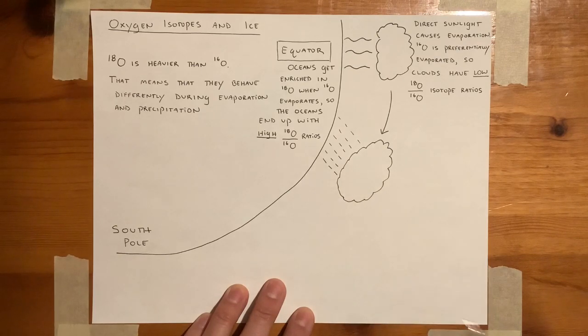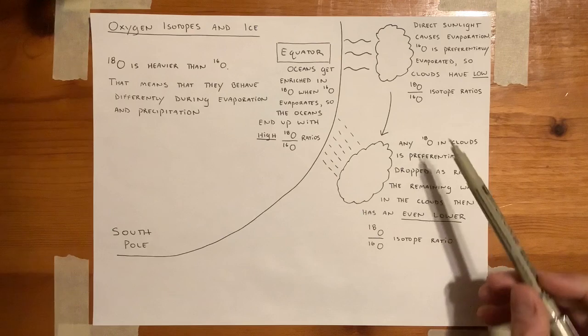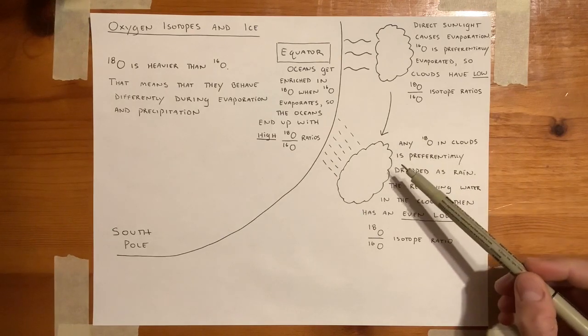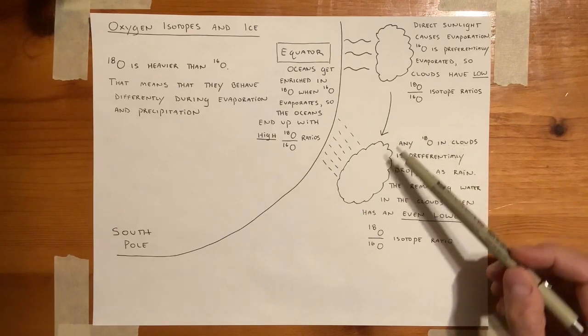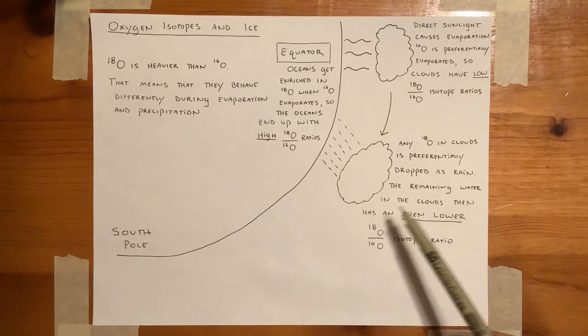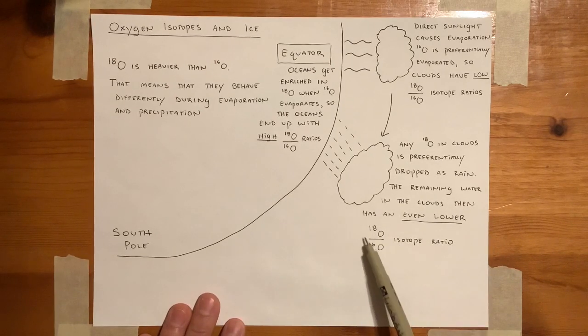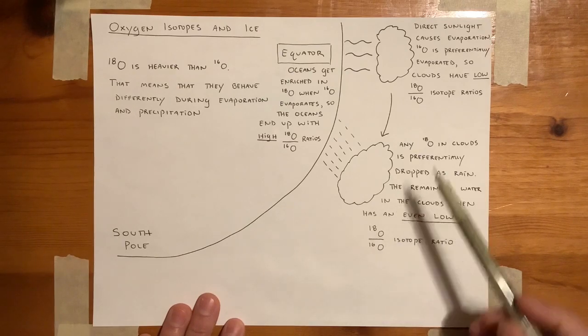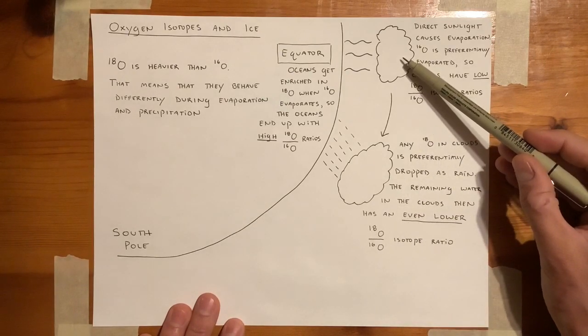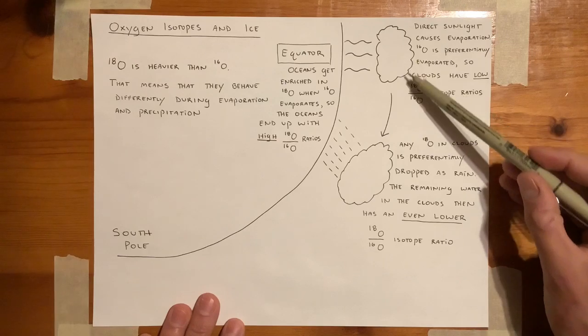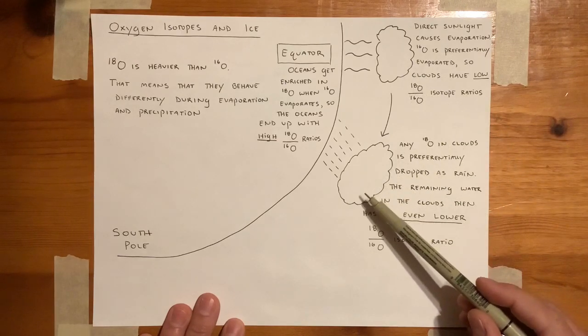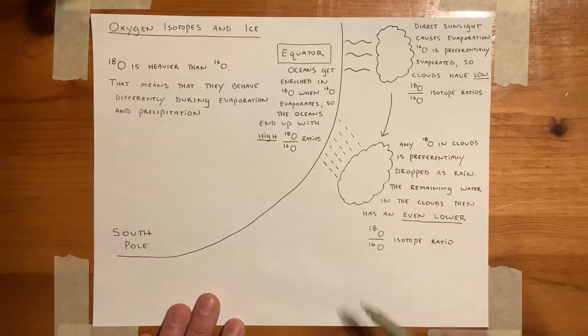Okay, so as air with water vapor in clouds moves from the equator to the poles, it becomes preferentially depleted in oxygen 18, right? First of all, there's not very much because it gets left behind during evaporation, and then any that is in there gets preferentially dropped as rain.